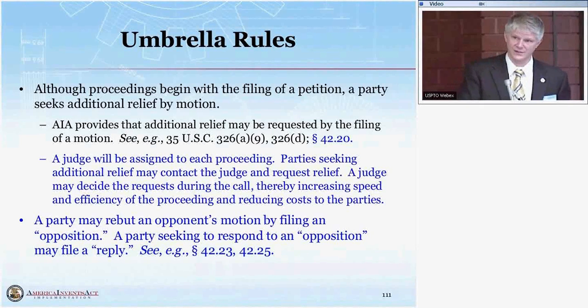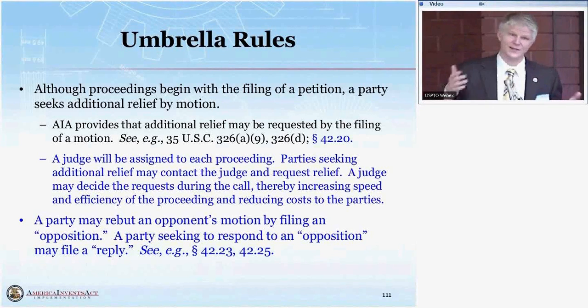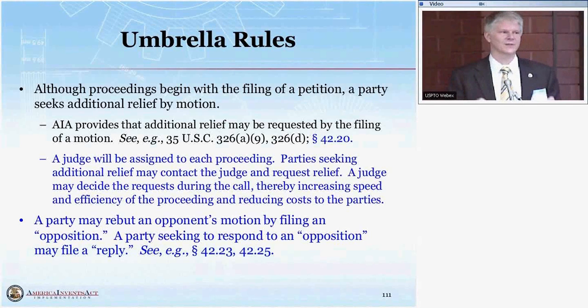Then you usually get an opposition come in, and then even a reply. And these are issues which can be as simple as, we want 5 extra pages. You'll see a petition spend 5 pages talking about why they need 5 pages, then an opposition spending 5 pages. So we want to just move things along. Remember, we're trying to streamline and converge these things.